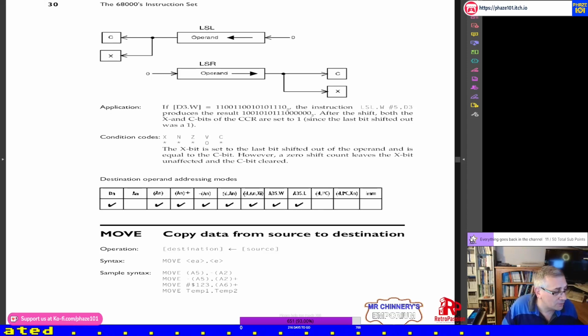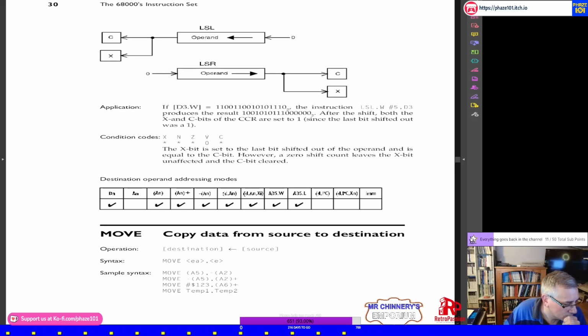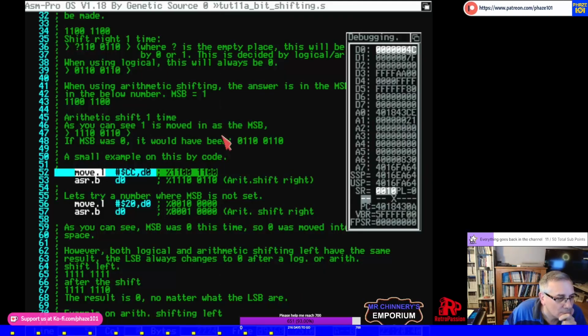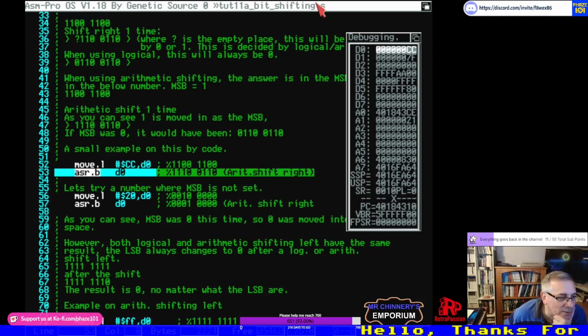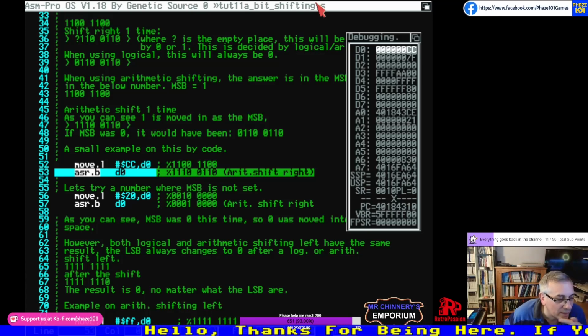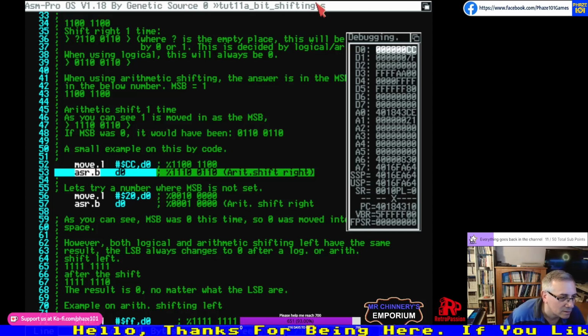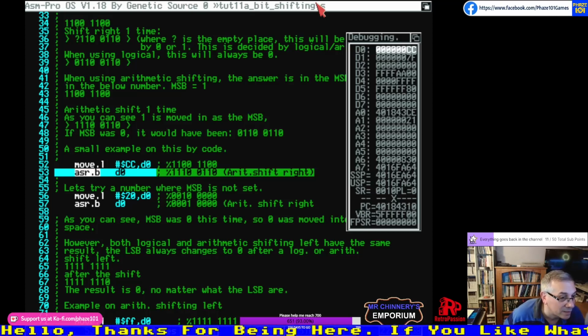So, back to the Amiga. We move CC into D0. You can see the bits there. And we do an arithmetic shift right. So we are shifting to the right, and the most significant bit is maintained.